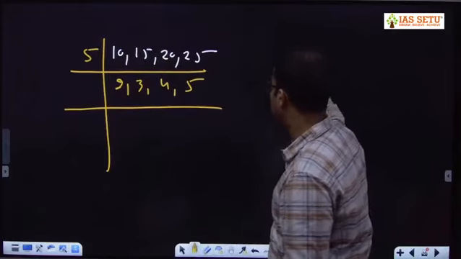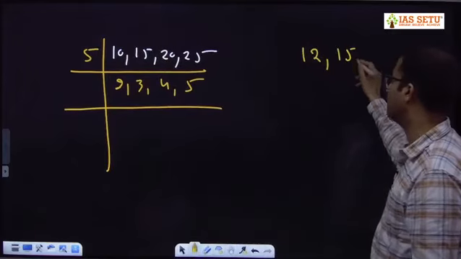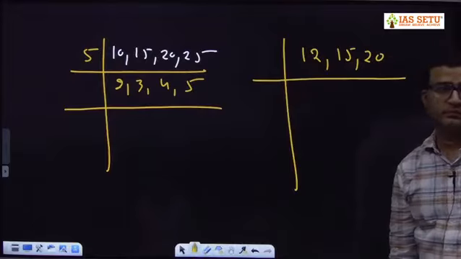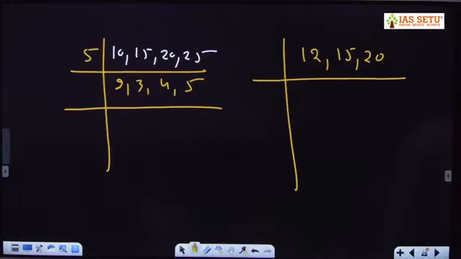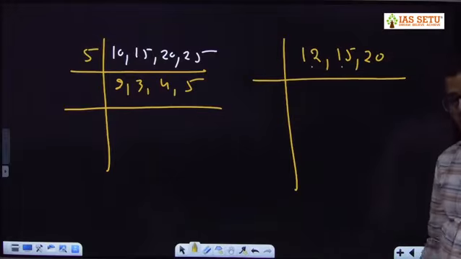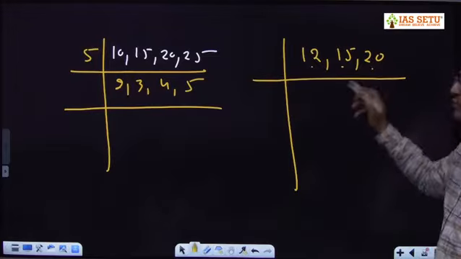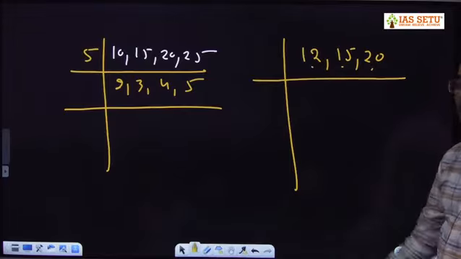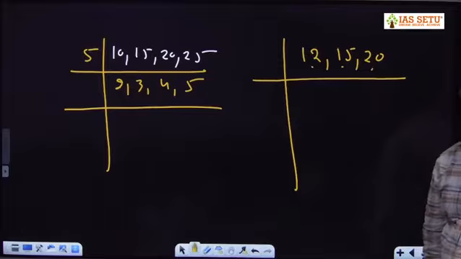I take one example so that you have a better understanding. 12, 15, 20. Okay. 12 and 15 have 3 as a common. 15 and 20 have 5 common. 20 and 12 have 4 common. But you don't have any common factor from all these numbers.